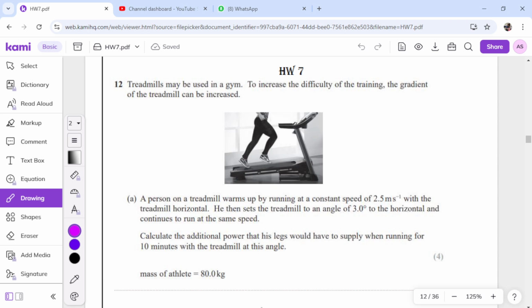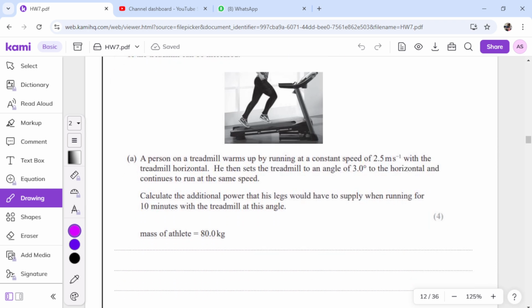Question 12. Treadmills may be used in a gym to increase the difficulty of the training. The gradient of the treadmill can be increased. A person on a treadmill warms up by running at a constant speed, so we have a constant speed with the treadmill horizontal. He then sets the treadmill to an angle of 3 degrees to the horizontal and continues to run at the same speed.